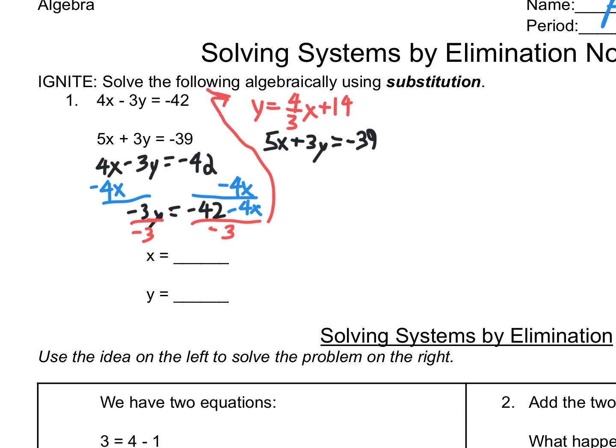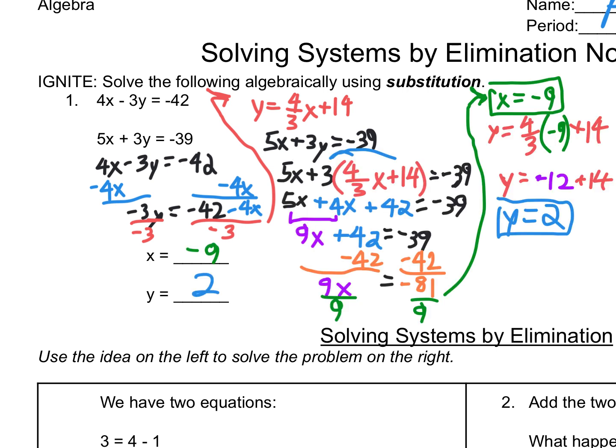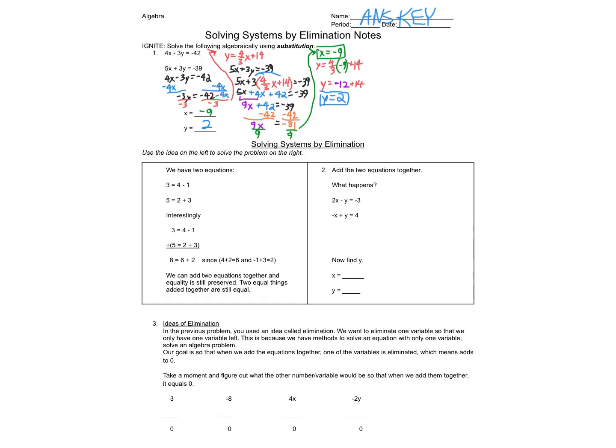Now, try to solve this problem using substitution. This might be a little easier. Otherwise, that's going to look like this. We eventually get x equals negative 9 and y equals 2.